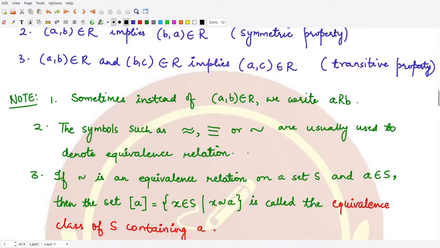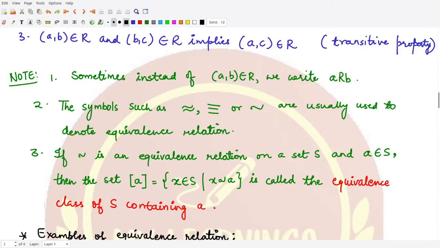You should note certain things here. Sometimes instead of the notation that the ordered pair (A, B) belongs to R, the given relation, we also write A R B, which is the same as saying that A is related to B, right? And moreover, sometimes we use these symbols to denote an equivalence relation, right? They are the common symbols used to denote equivalence relations. This is an equivalence relation on a set S.